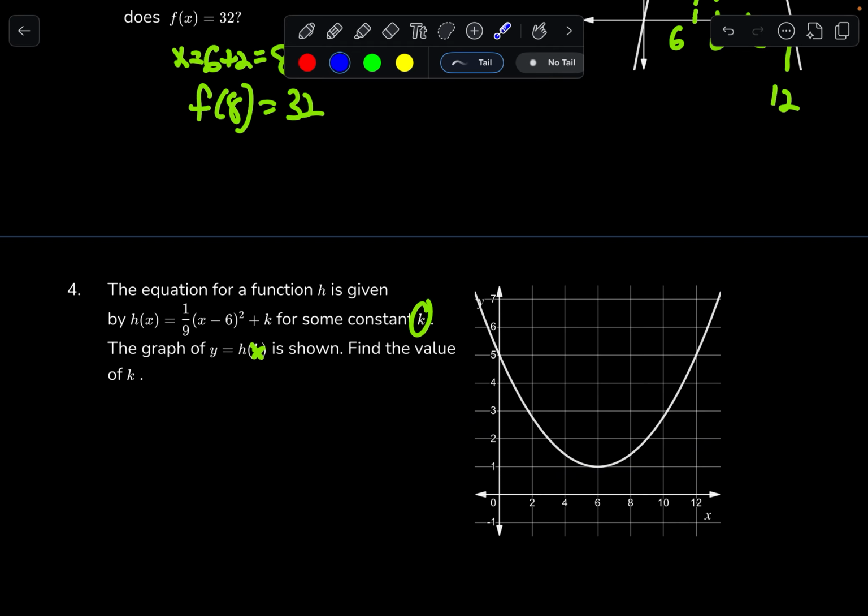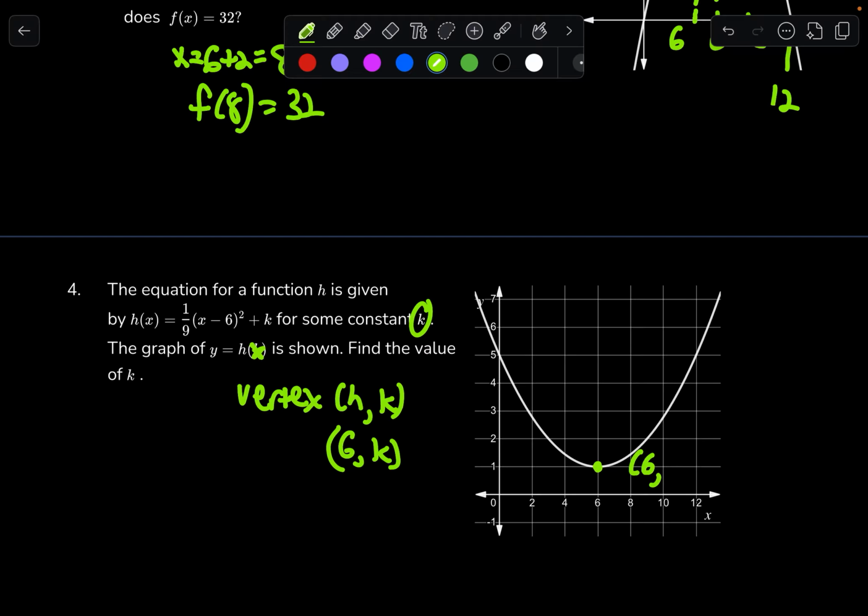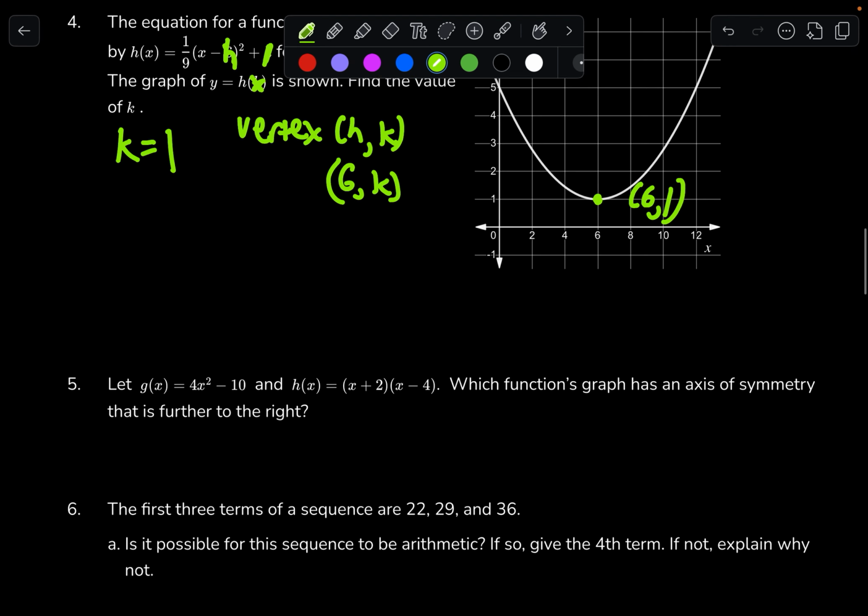And find the value of k. Well, k, in vertex form, is the y value of the vertex. Remember, when it's written like this, the vertex is going to be h comma k. So in this case, it's going to be 6 comma k, because we don't know what k is, but it's the y value, and there's our vertex. The vertex occurs at 6 comma 1, so we know k must equal 1. Easy enough is to flip this and give you this, and ask you what h must be in this equation. All right? That's another way of doing it.